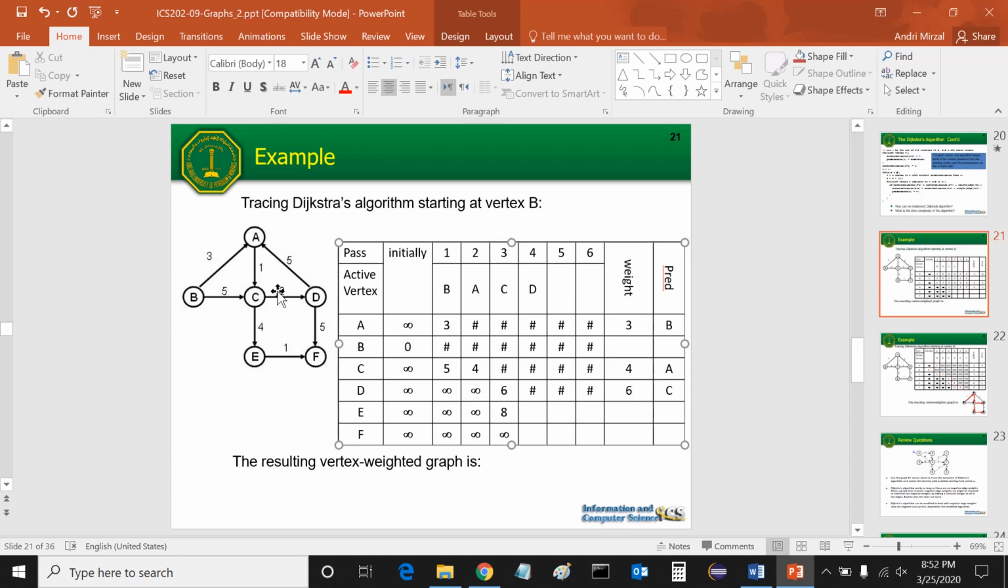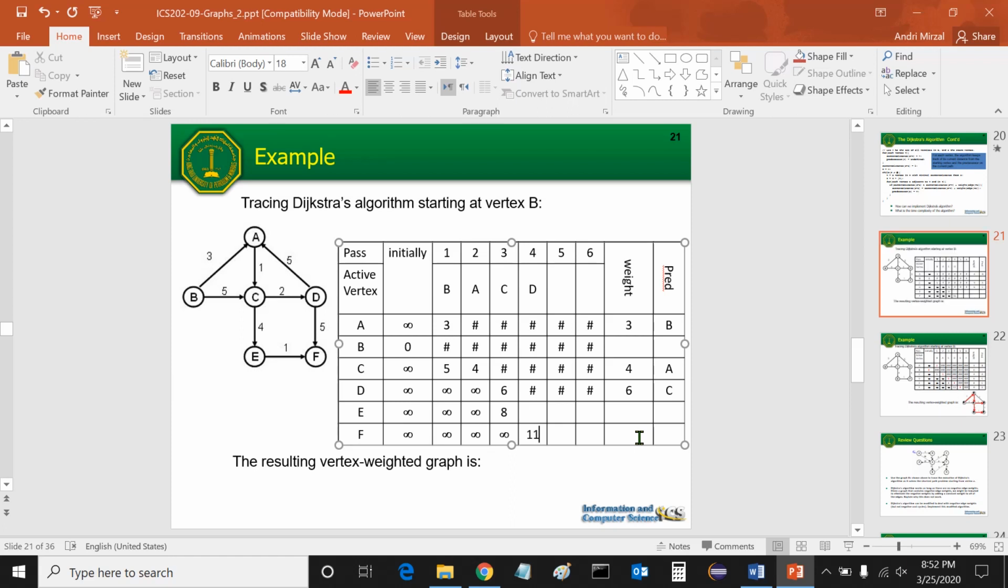Okay. Now from D you can see that there is only one outlink that goes to F. Means that we only need to update the value for F in this cell. That will be 3 plus 1 plus 2 plus 5. That will be 11. 3 plus 1 plus 2 is 6, plus 5, 11.